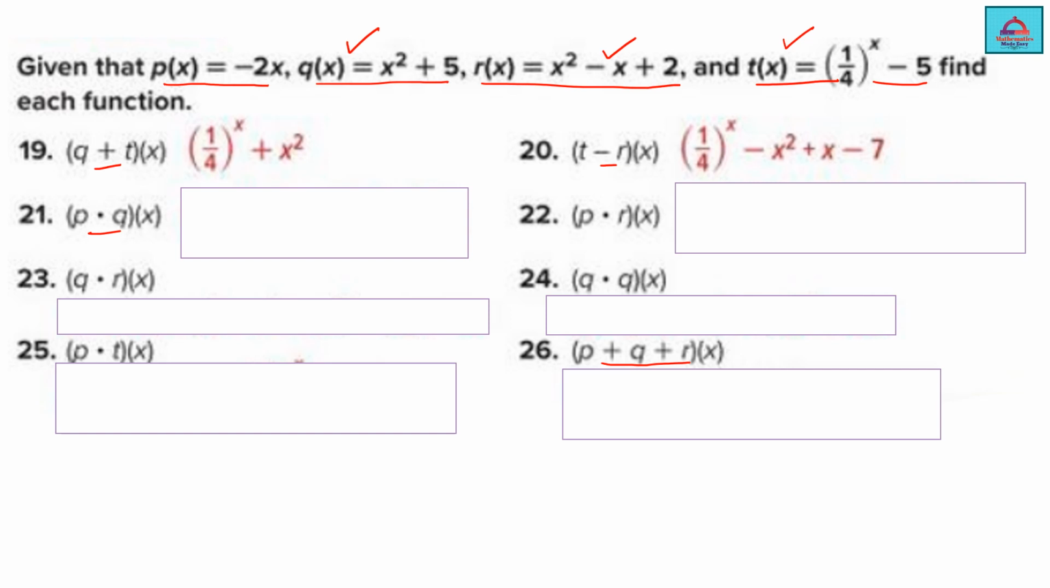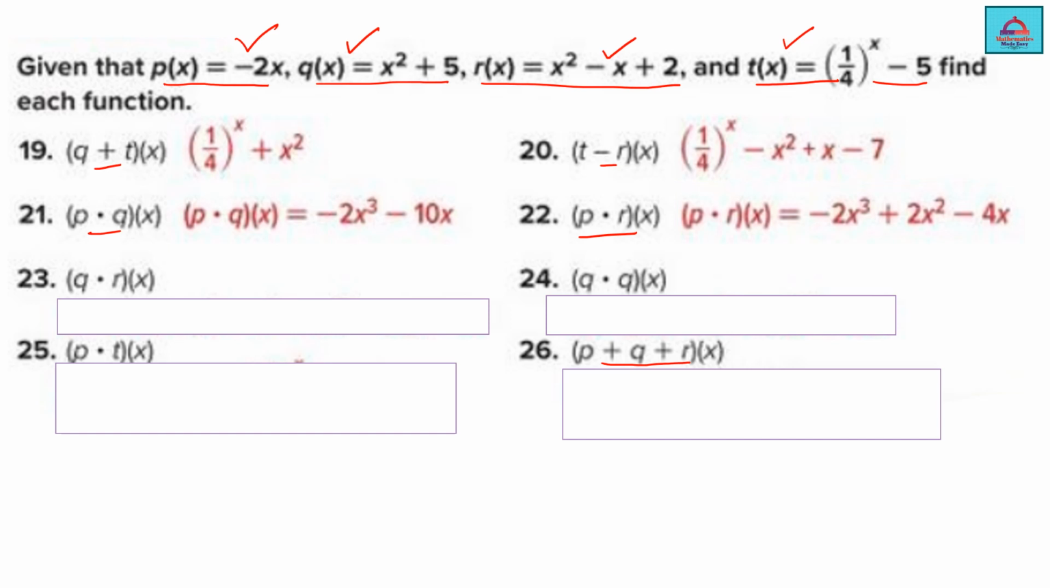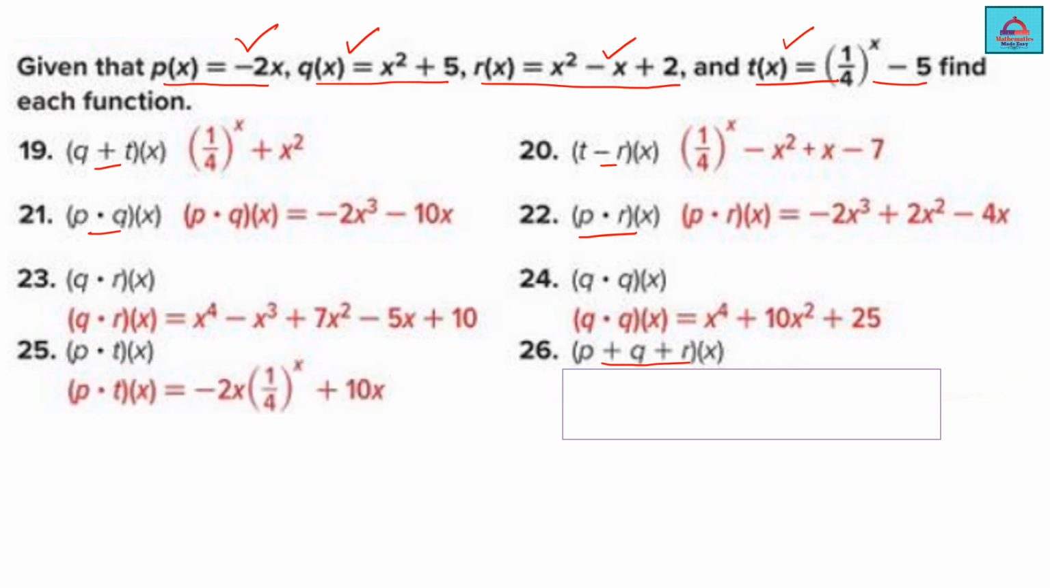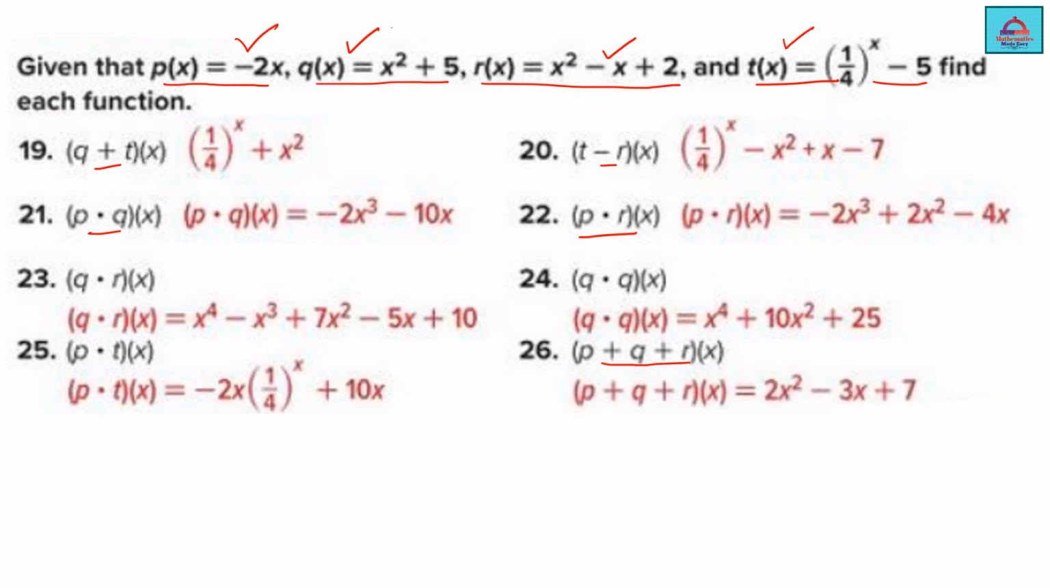Now px multiplied with qx, so this will be multiplied with this, use distributive property and get your answer as this. Similarly, multiplication, again distributive property, p multiplied with r, so you are going to term-wise multiply and get your answer. Multiplication, distributive law, same answers you are going to get for these ones. Last one, add three functions p plus q plus r. So this will be added to this, will be added to this. So common factors will cancel, like terms will combine to give you this answer.